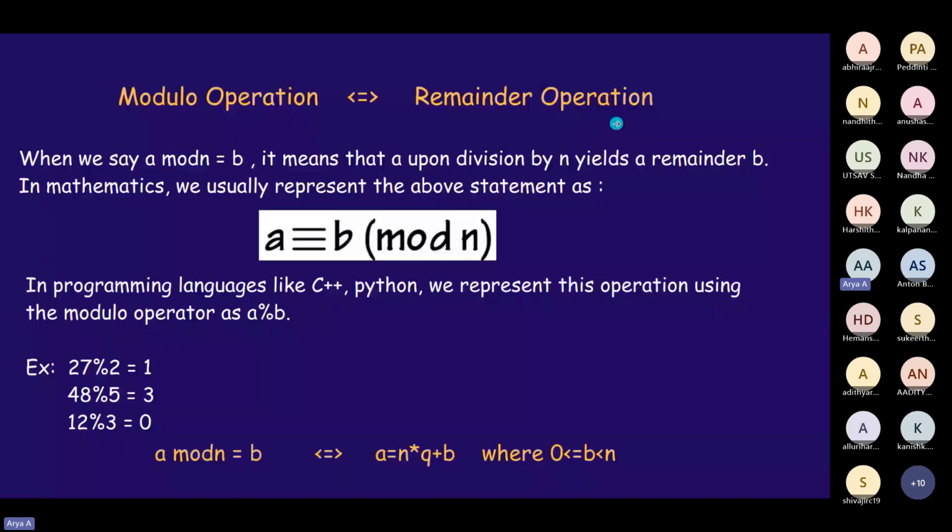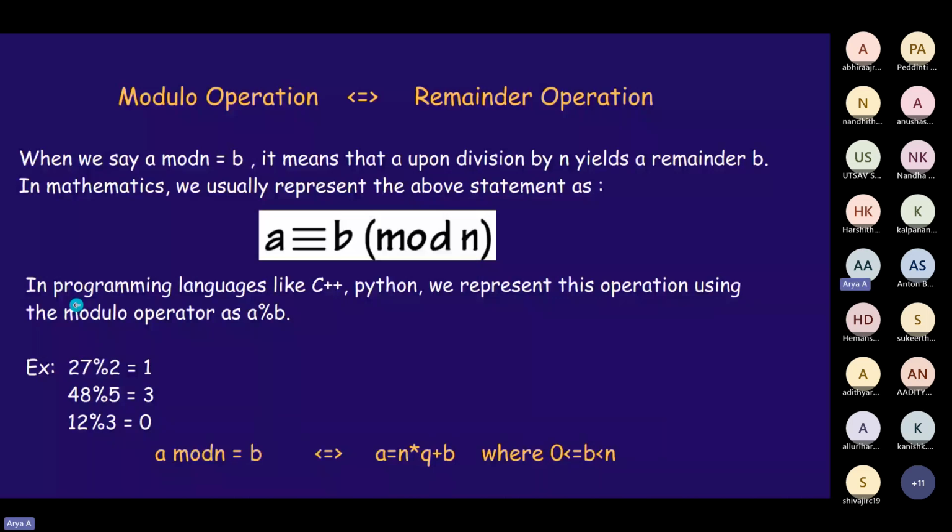So what is basically the modulo operation? It's nothing but taking the remainder. So when we say A mod n equal to B, it means that A upon division by n yields a remainder of B. In mathematics, we usually represent the above statement as A congruent to B modulo n. So that's how we read this statement, A congruent to B modulo n.